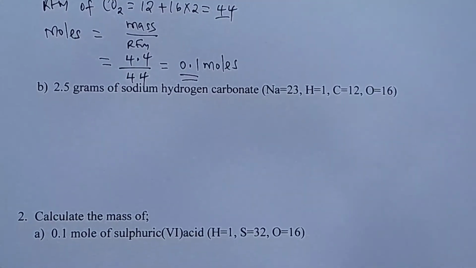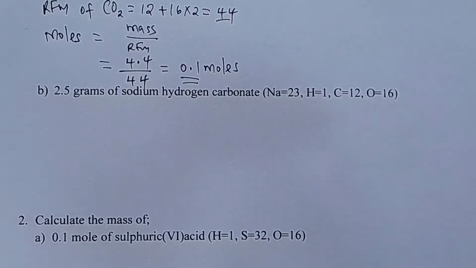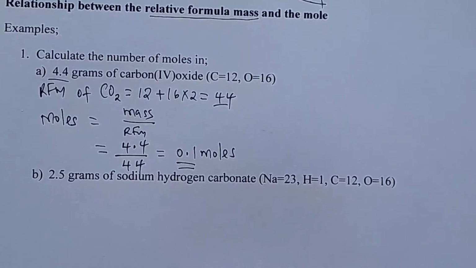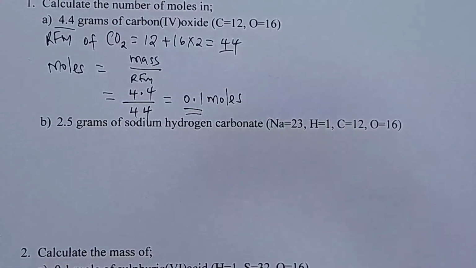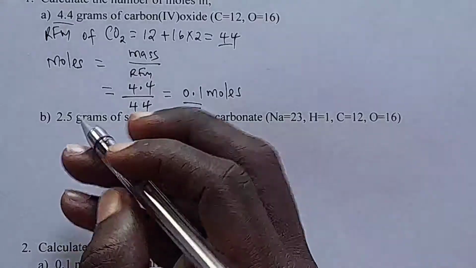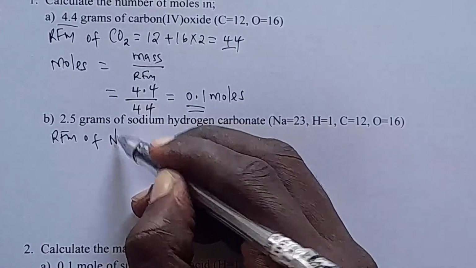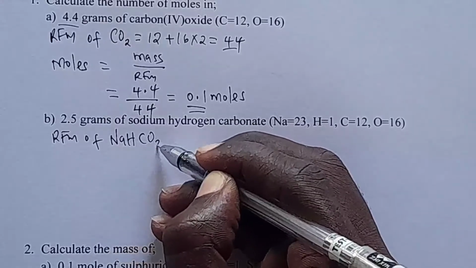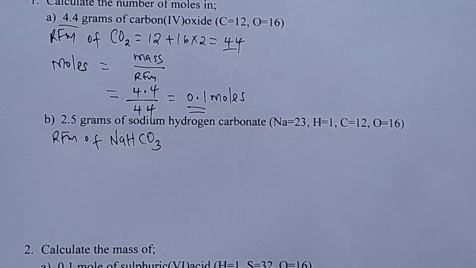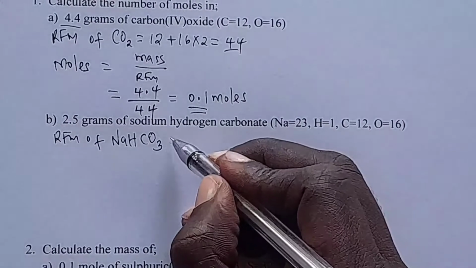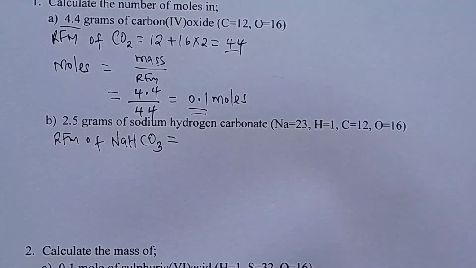In example number 2, we are told 2.5 grams of sodium hydrogen carbonate. So it's part B. The question is the same: calculate the number of moles in 2.5 grams of sodium hydrogen carbonate. So the procedure is the same. We have to look first of all at the RFM of sodium hydrogen carbonate. So learners, if you don't know how to write sodium hydrogen carbonate in chemical formula, you will not get the relative formula mass correctly. Then that means your number of moles calculation will be wrong.